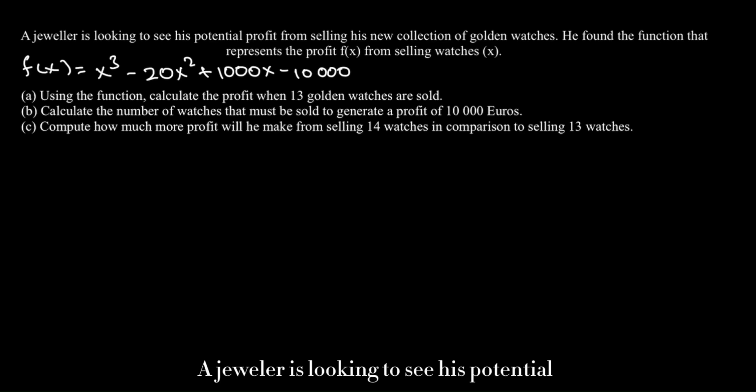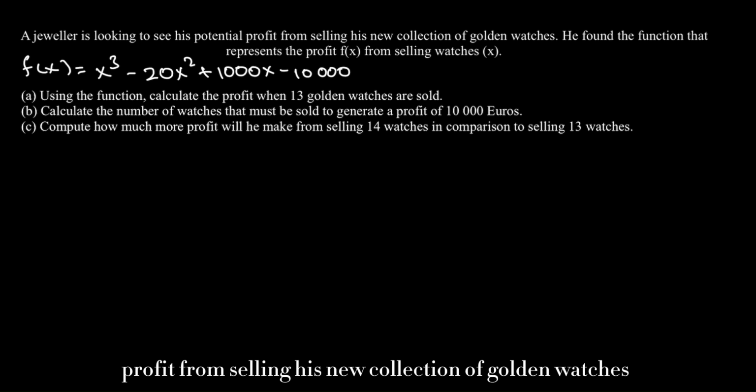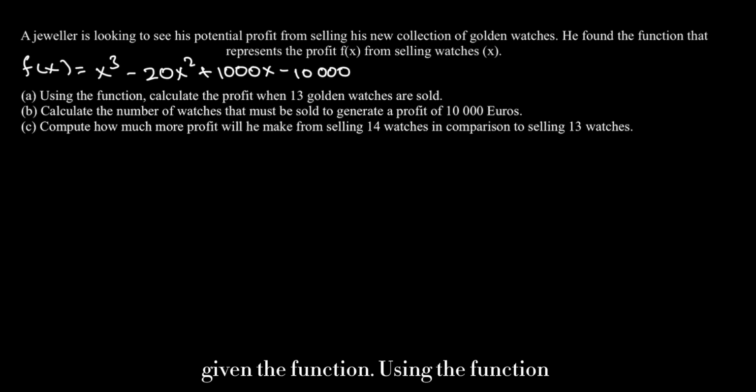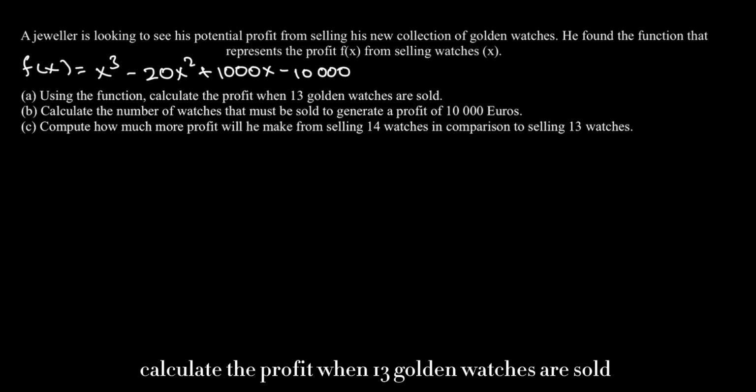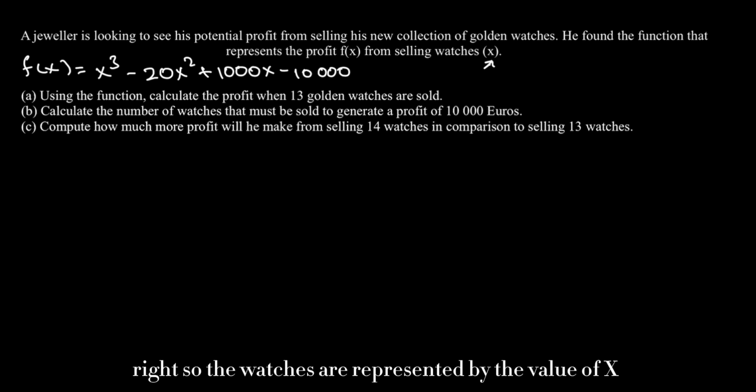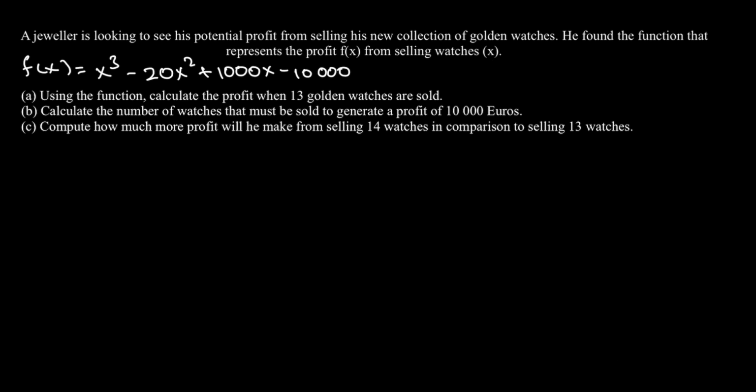A jeweler is looking to see his potential profit from selling his new collection of golden watches. He found the function that represents the profit f of x from selling watches x, given the function. Using the function, calculate the profit when 13 golden watches are sold. Right, so the watches are represented by the value of x.